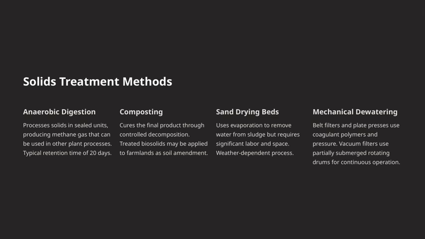While it's a straightforward process, it does require significant labor and space, and it's weather-dependent, meaning it works best in dry, sunny conditions. Finally, mechanical dewatering involves equipment like belt filters and plate presses. These use coagulant polymers along with pressure to remove water efficiently. Vacuum filters are another option. They utilize partially submerged rotating drums for continuous operation, making the process faster and more consistent.